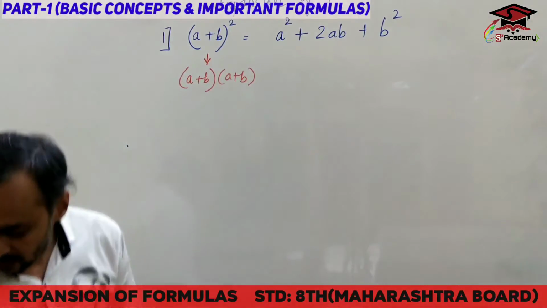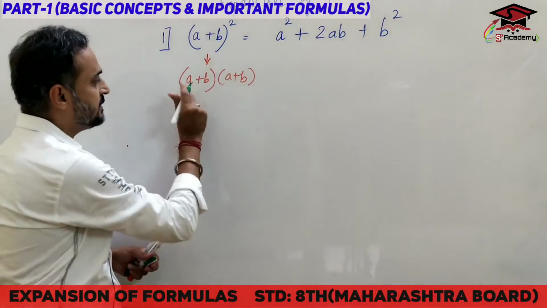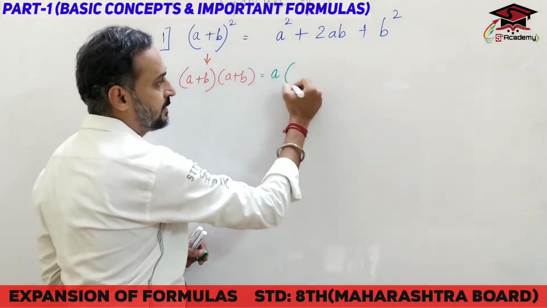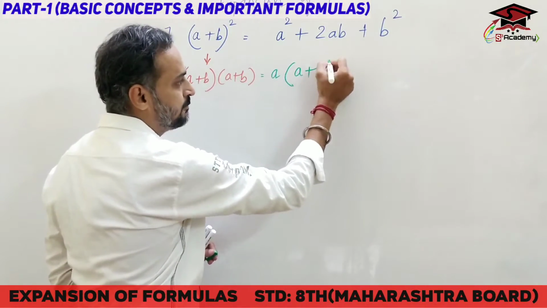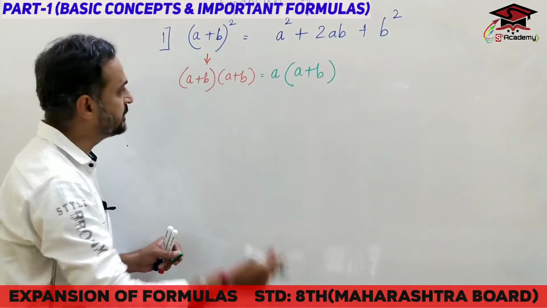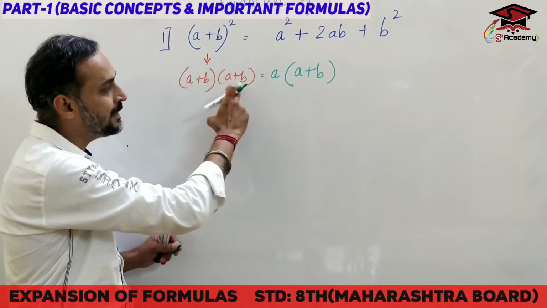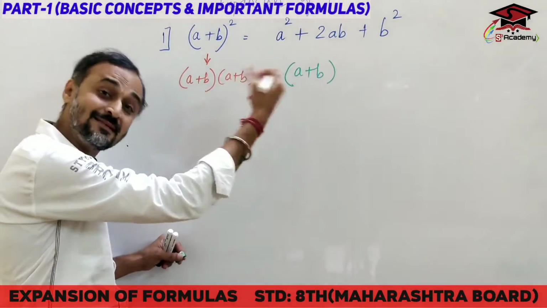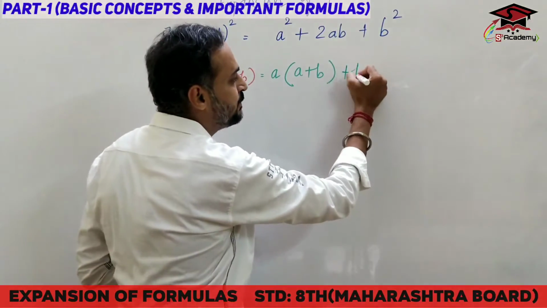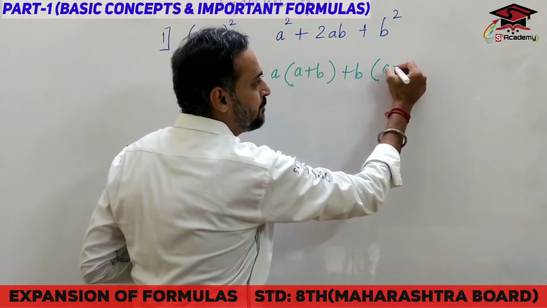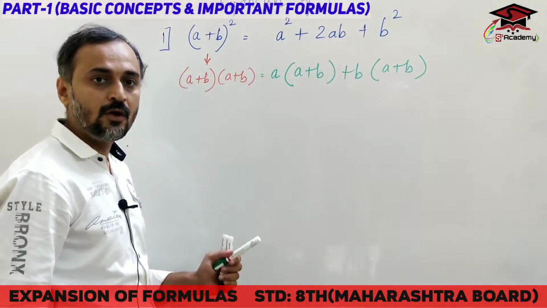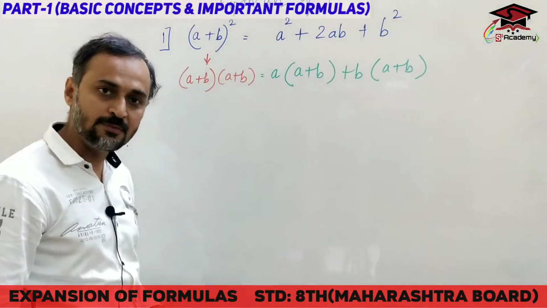So what will we do over here? Now this a has to be multiplied with this bracket a plus b. Okay, I'll repeat my words. This a has to be multiplied with this bracket, then plus b has to be multiplied with the same bracket, so plus b times a plus b. So this is the first step of the derivation of the formula a plus b the whole square.